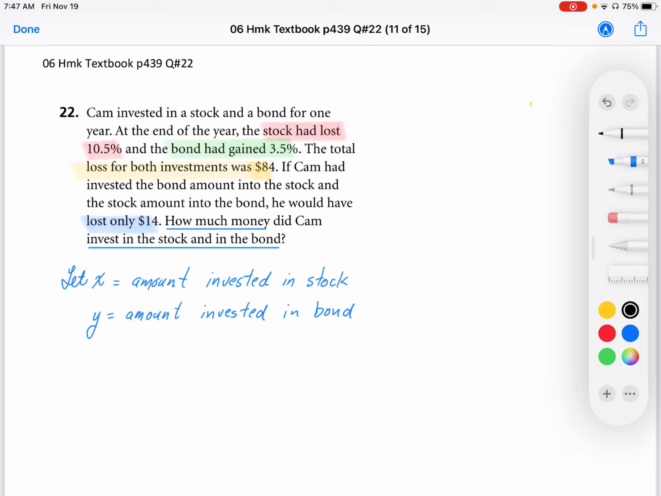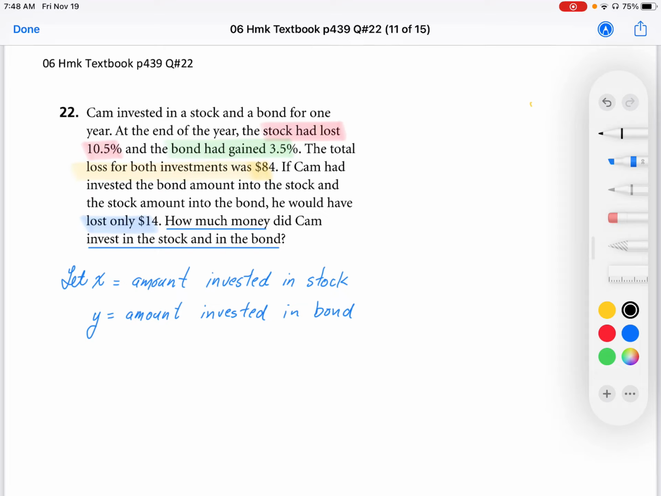That helps us set our variables. We're looking for how much money in stock and how much money in bonds. We're going to let those be our variables. So X equals the amount of money invested in stock, Y is the amount invested in bond. We have to recognize that the percentage in stocks is a negative percentage because it's lost. The amount in bonds is positive because we gained.